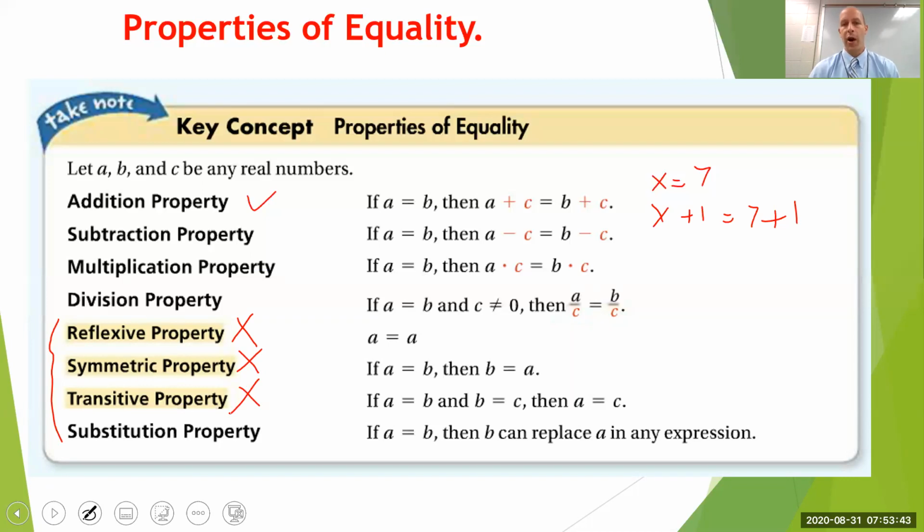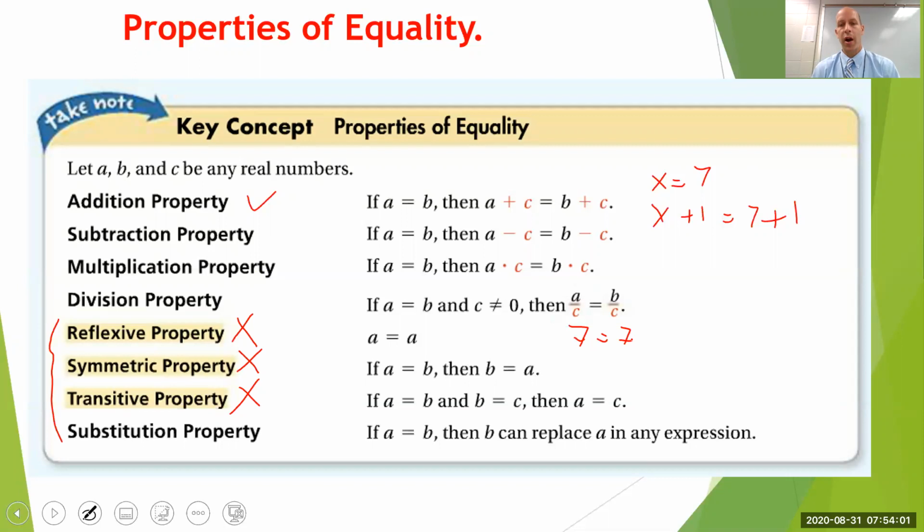This reflexive property, and I know this sounds ridiculous, just basically says that 7 is equal to 7. The symmetric property says that if 7 is equal to A, then A is equal to 7. So in other words, symmetry means you can just switch those two around.